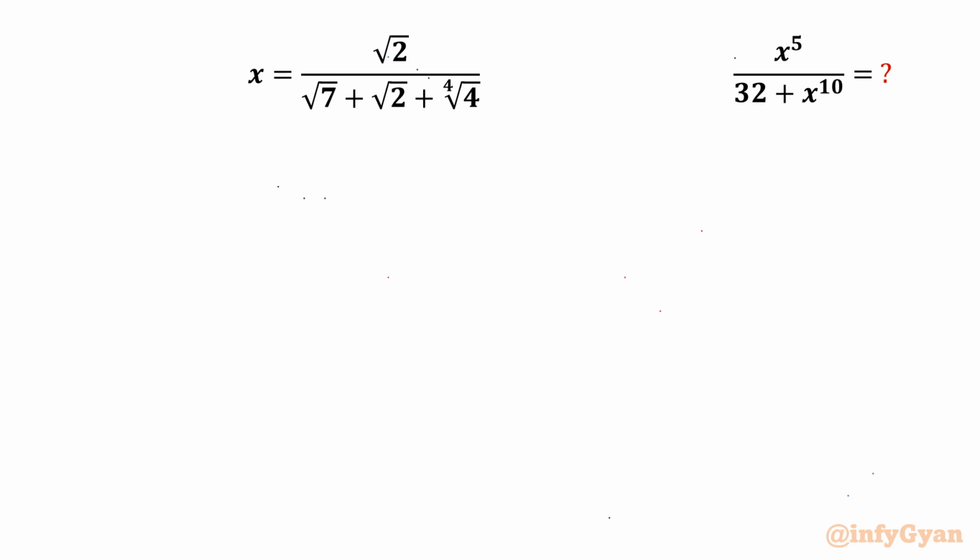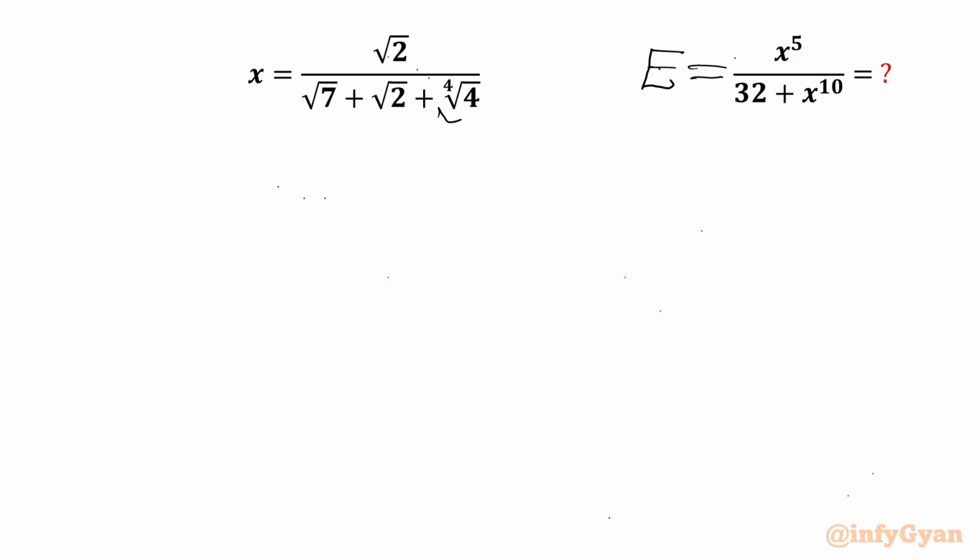In this video, we'll be solving another very interesting question from algebra. X is square root 2 over square root 7 plus square root 2 plus fourth root 4. Then we have to evaluate x power 5 over 32 plus x power 10. Let's say this expression is E.